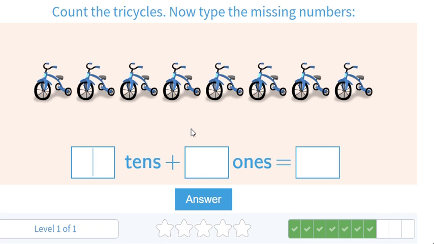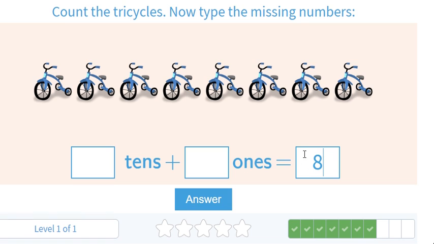So now let's take a look at this. I'm not quite sure that I have 10 bikes here, or 10 tricycles. Actually, these are tricycles. So let's count just to be sure. 1, 2, 3, 4, 5, 6, 7, 8. Oh, so we have 8. So right here in this box, after the equal sign that means in all, I'm going to write the number 8.